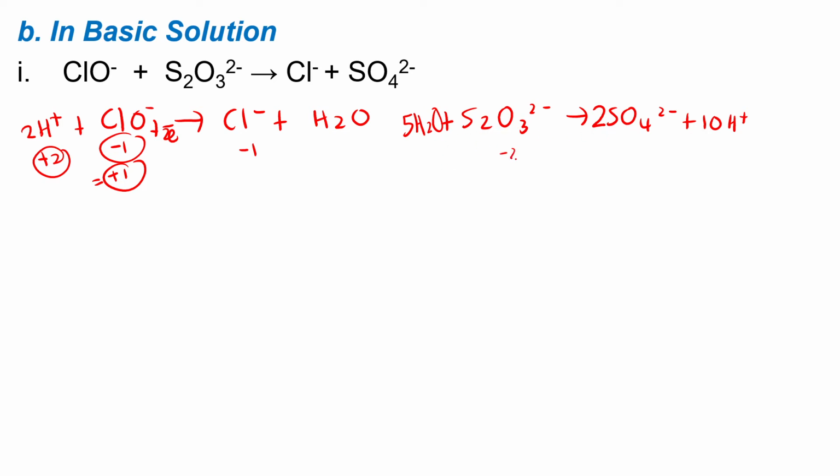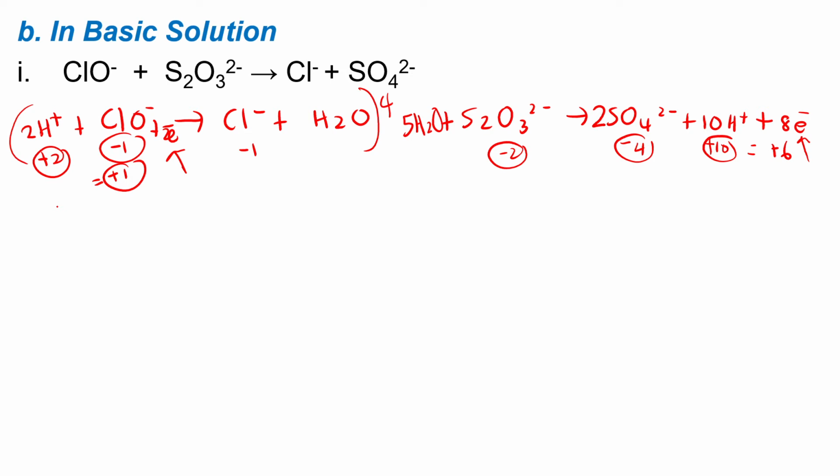So negative 2 on your left hand side, negative 4 here, positive 10 here. So overall on your right hand side is positive 6. So to have negative 2, how many electron do we add here? Plus 8 electron. Yes. Okay, so we have 2 electron here, 8 electron here. So to total up these two half equations, we need to times 4 for the first half equation.